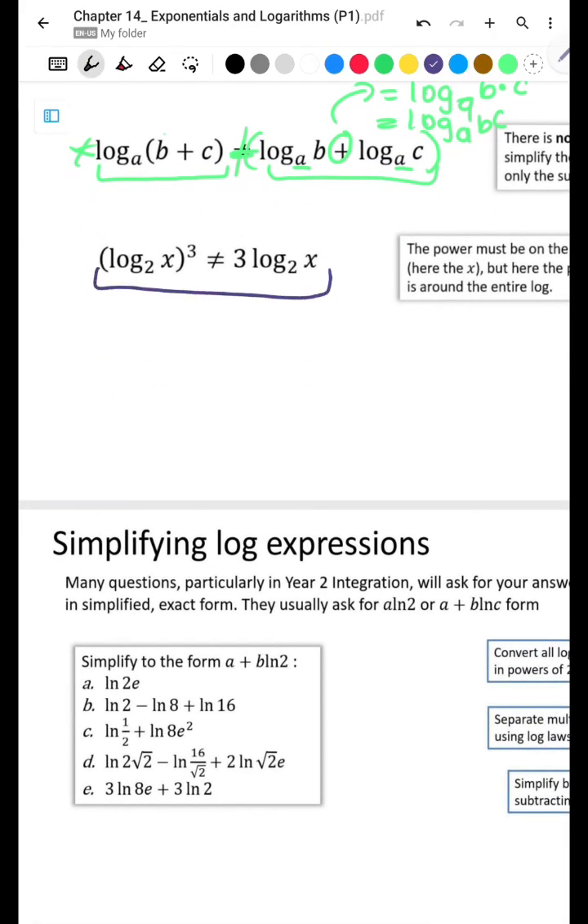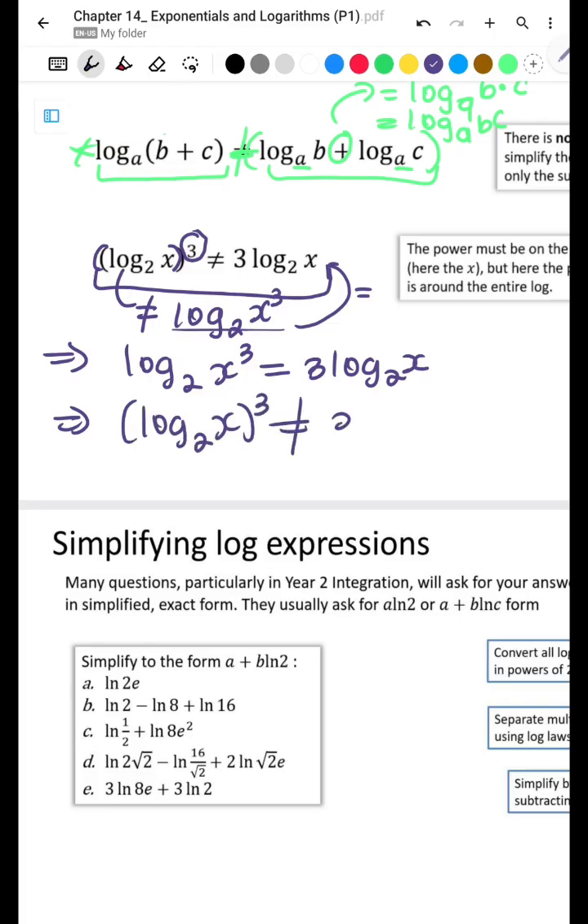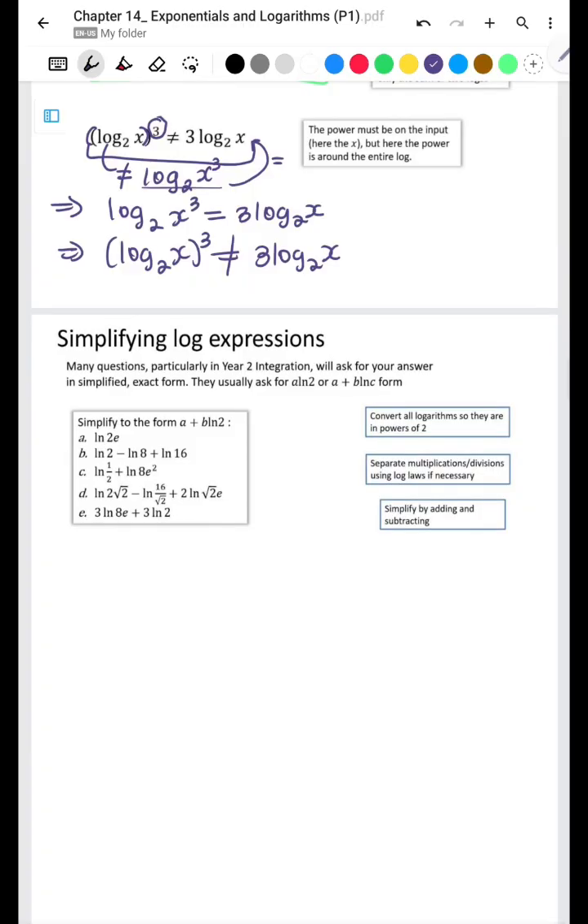As well as when I have this, because this 3 cubes the whole log function, this is not equal to log base 2 of x cubed. It's only when this is this, that's when we have this being equal to this. So basically, it implies that log base 2 of x cubed is equal to 3 log base 2 of x, but log base 2 of x all cubed is not equal to 3 log base 2 of x. The power must be on the input, here the x, but here the power is around the entire log function.